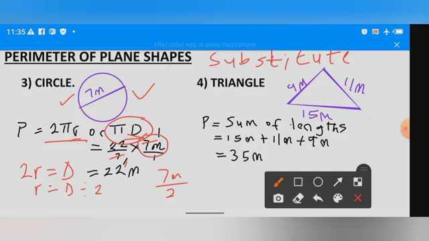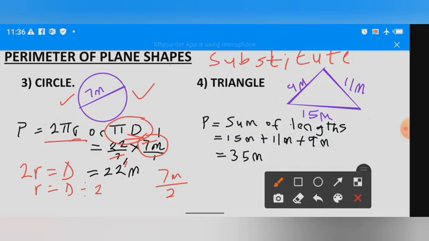Now moving to triangle. We have different types of triangle. We'll talk about the different types of triangle in another clip. Here we are talking about the perimeter of a triangle. The perimeter of a triangle is simply the sum of all the lengths. You add up all the lengths.